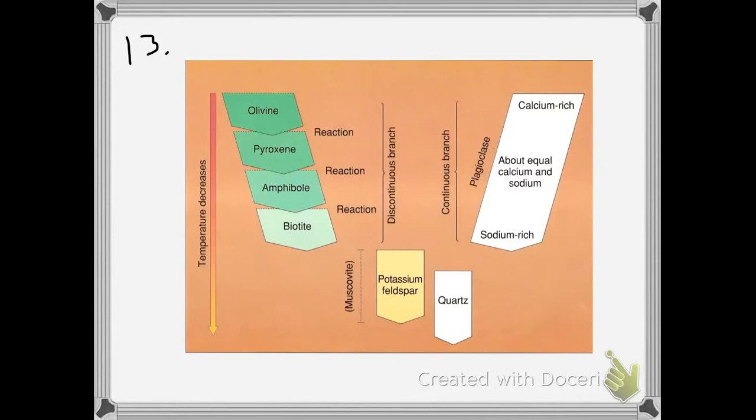And now we come to the Bowen's reaction series, which is shown here in the picture. This mineral that I'm highlighting, is that a high temperature or low temperature mineral? So in other words, does it take a lot of heat to melt it, or not a lot of heat to melt it? And what about the Q? High or low temperature? So of course olivine is a high temperature mineral, quartz is a low temperature mineral.